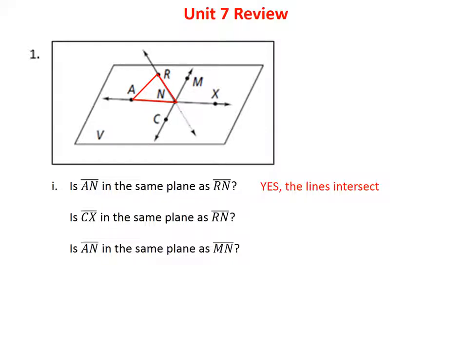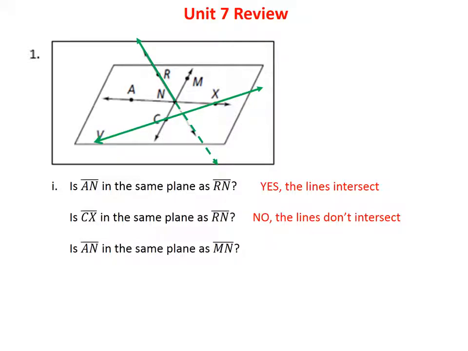Let's look at the line segment CX and the line segment RN. Again, in this case, there's CX, and if I look at RN, notice if you look carefully at them, they're not in the same plane, because CX is in the plane V, the flat one, but RN is cutting through it and they don't intersect. So those two lines don't intersect, so they couldn't be in the same plane.